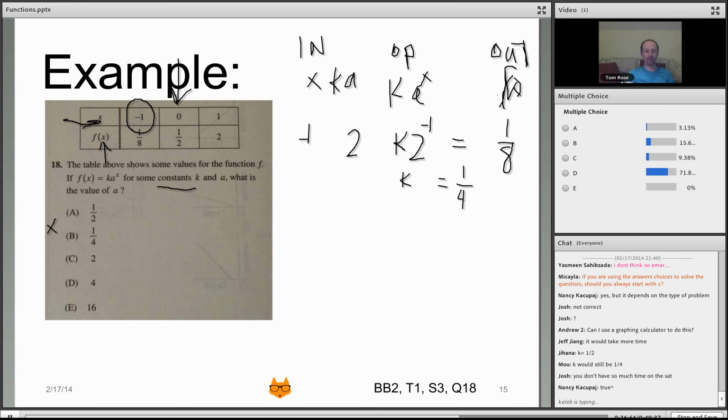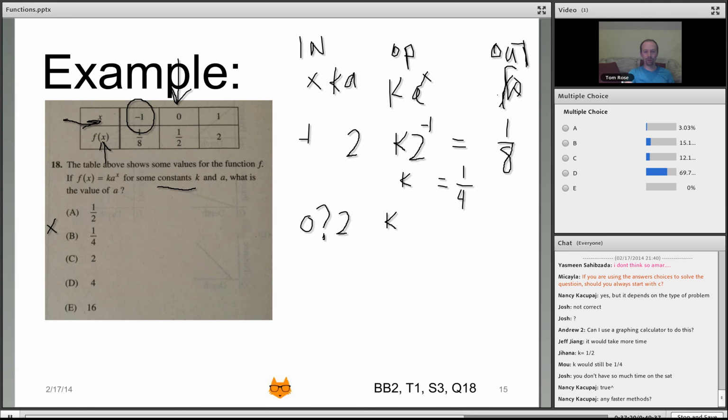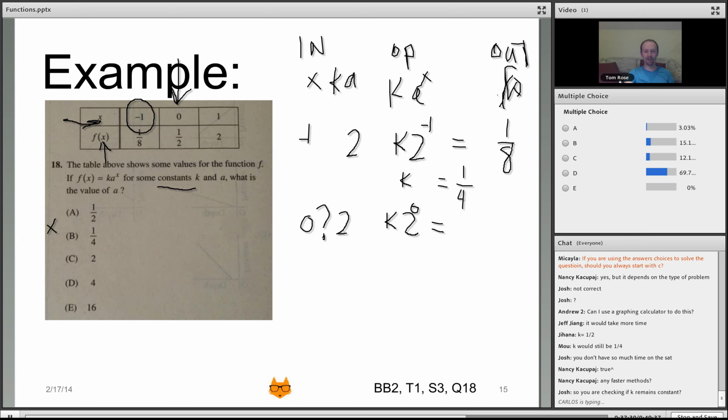So in this particular case, X is 0. K is unknown, so I'll put a question mark here for K. And A is 2 again. Remember, I'm sticking with the same A, so we're still evaluating answer choice C. So let's do our operation, which is K times A, which is 2, this time to the 0, equals, what does it equal in this case? It's the output in that second column, 1/2.